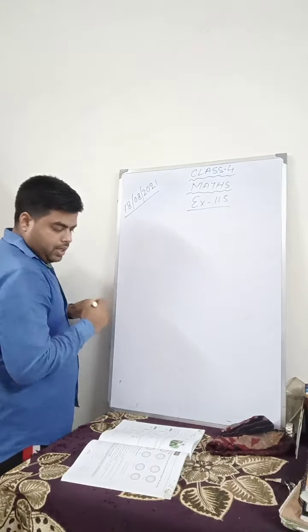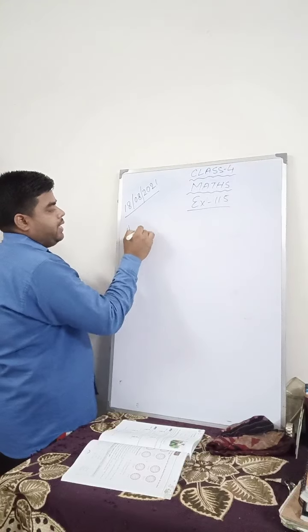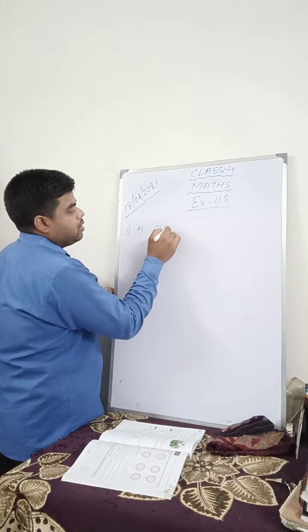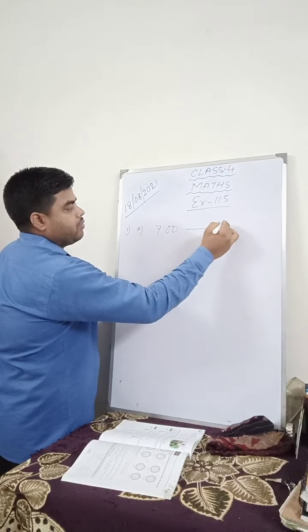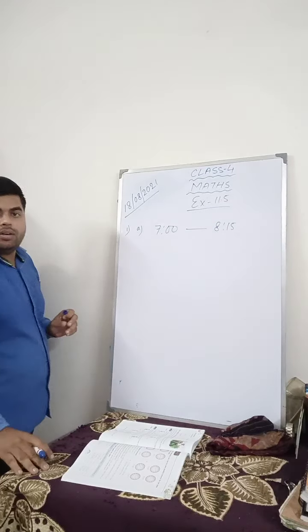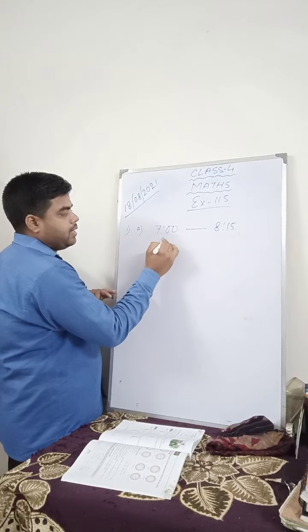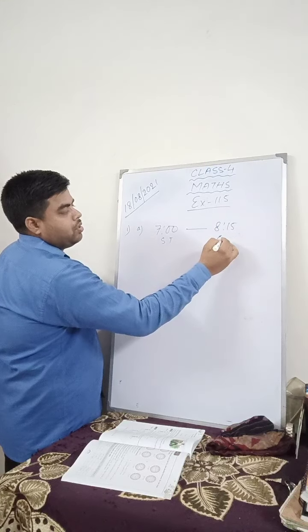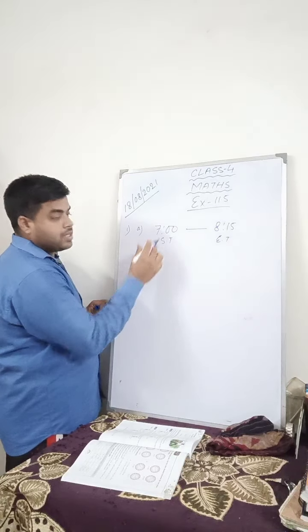In question number 1, suppose A, they have given you 7 o'clock. From 7 o'clock, the time has changed to 8:15. So what is the time duration? So this is the starting time, so you'll write ST. This is the ending time, you'll write ET. When is the starting time?